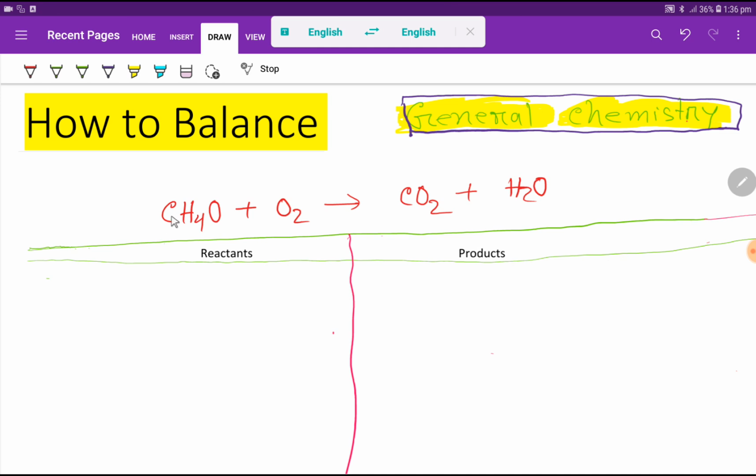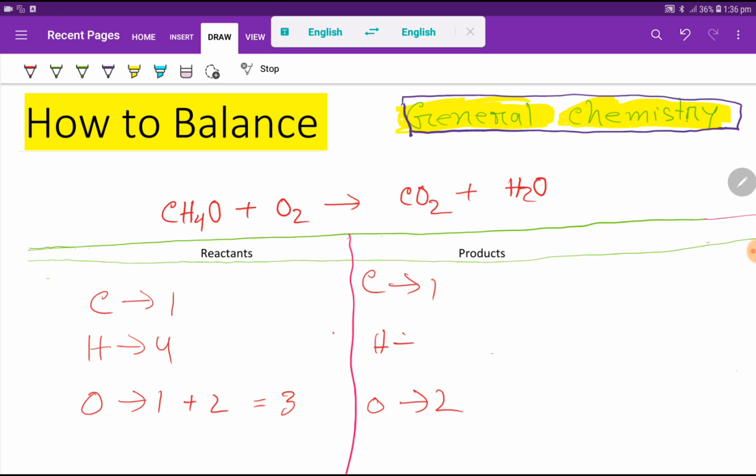So in the reactant side we have carbon, that is 1, then we have hydrogen which is 4, then we have oxygen here which is 1, and then here we have 2 more oxygen, so totally we have 3. In the right hand side we have carbon, that is 1, then we have oxygen, that is 2, then we have hydrogen, we have 2 hydrogen, then we have oxygen 1, 3, right?